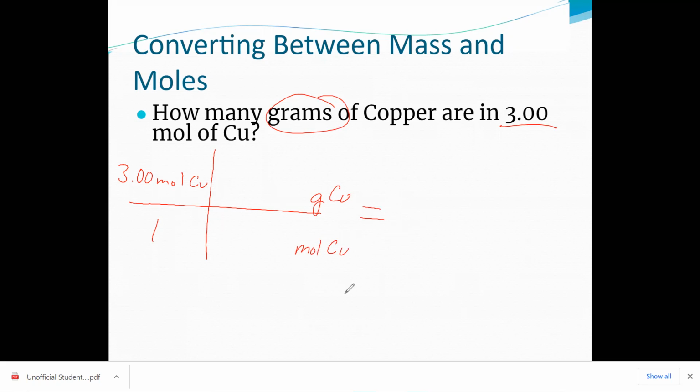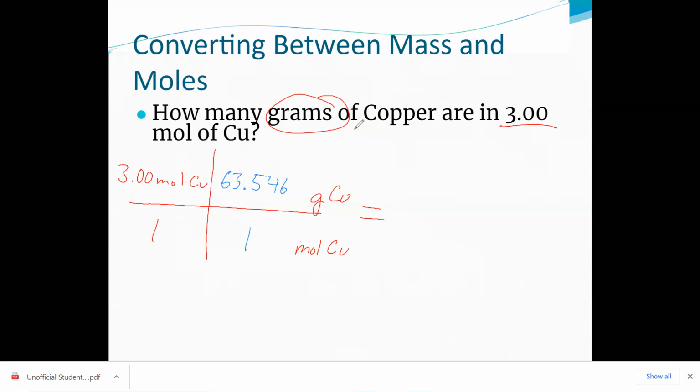Now all I need is my conversion factor. To figure that out, I'm going to go over to the periodic table and find copper and look at that little number right below the name of it. It says 63.546. So I know that for every 1 mole of copper, it weighs 63.546 grams. Okay, and that is how you're going to fill in your conversion factor.